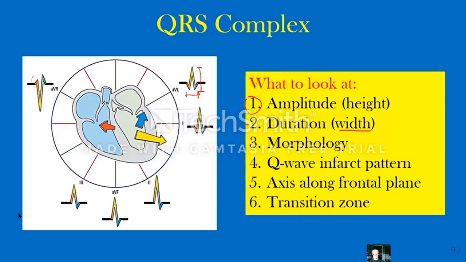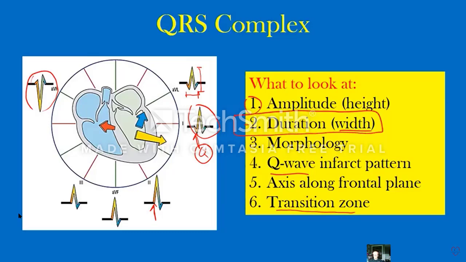The morphology, what does the QRS complex look like? So you can see this QRS complex here is different from one here, right? And this has a Q wave where there's one missing here. So the morphology of the QRS complex. The next was the Q waves. Are there any Q waves present? Are they significant or not? The axis along the frontal plane, and then the transition zone. Our focus in this lecture would be the QRS width, or the duration of the QRS complex.